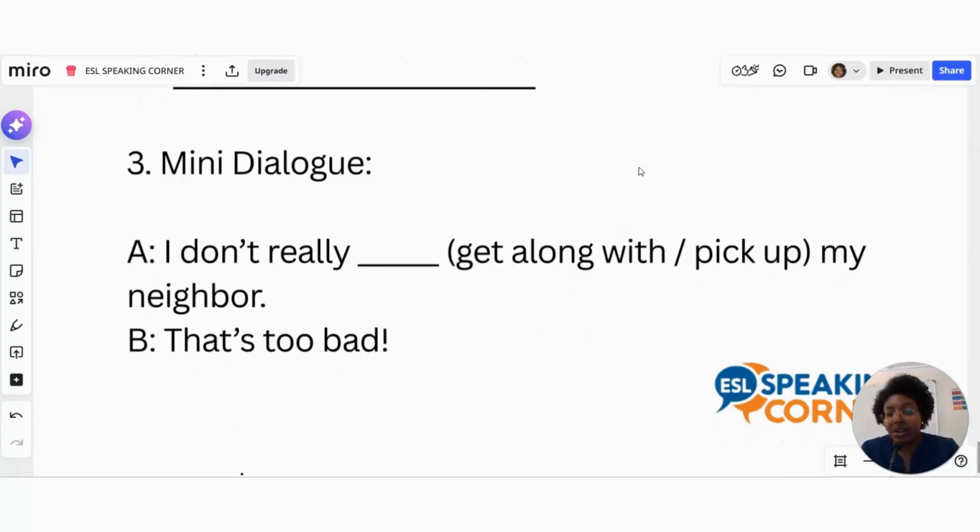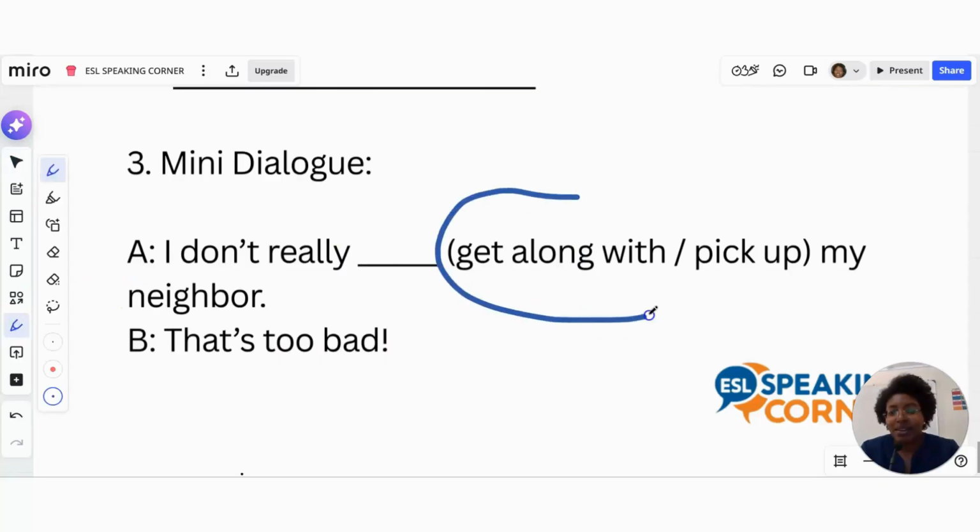Then we have the mini dialogue. I don't really blank. Is it get along with or pick up my neighbor? That's too bad. Which one do you think it is? Go ahead and choose. And the correct answer would be get along with. Remember, you need all three. It's not get along on, get along to. It has to be get along with. And you do have the answer key. Check yourself. Again, if you have any questions, let me know.